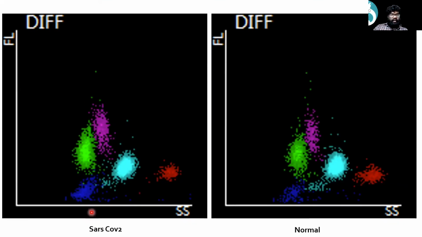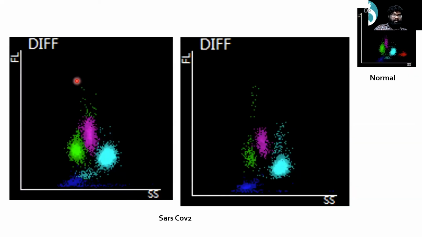When you look at it, it has the exact copy of a normal distribution pattern of a normal population in the scattergram of SARS-CoV-2, except for the few targeted high fluorescent cells, which are plotted on the upper graph here. Even here, a scanty amount of high fluorescent cells.